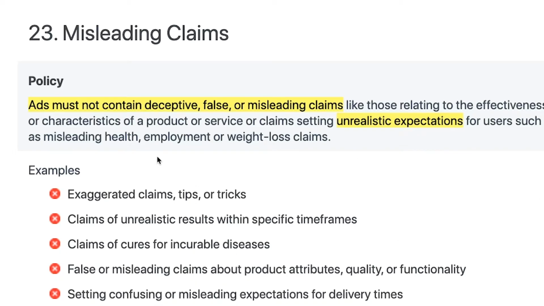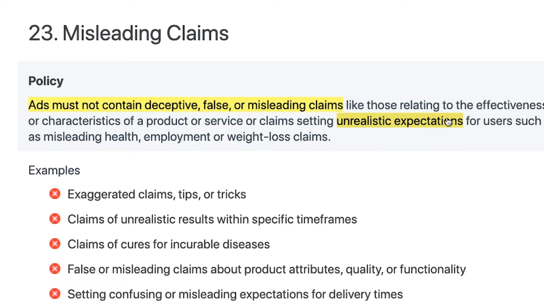Now, two keys here. Ads must not contain some deceptive, false, or misleading claims. I can give you a shortcut here. Just don't promise people anything. That's how you can avoid this. No promises under any circumstances in your ads. Just follow that and you'll be good.